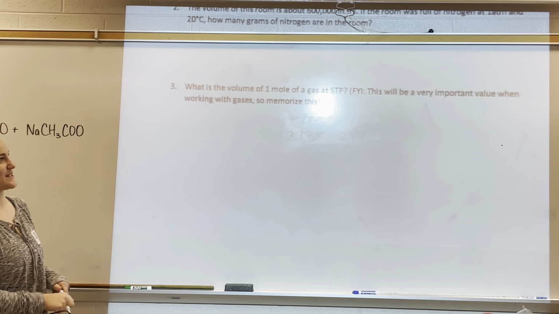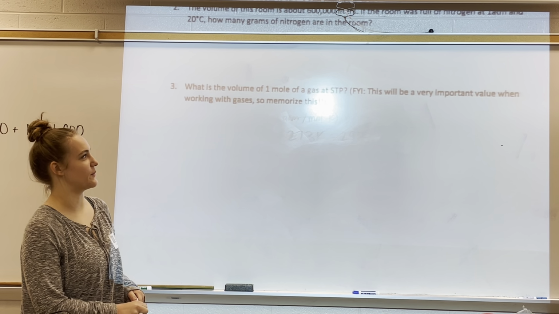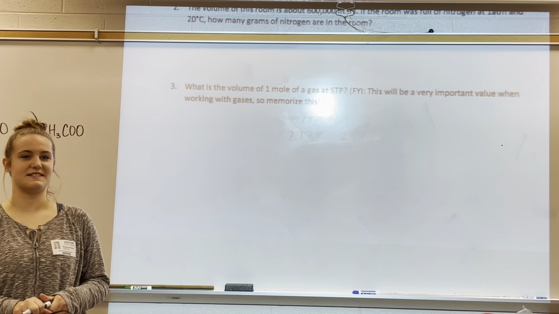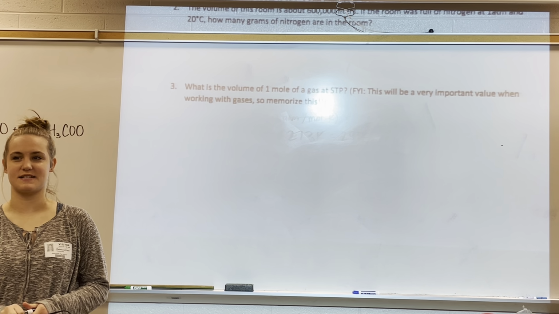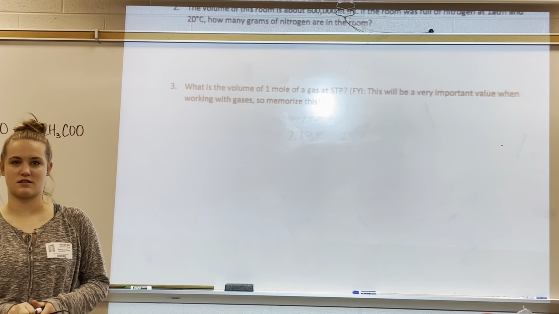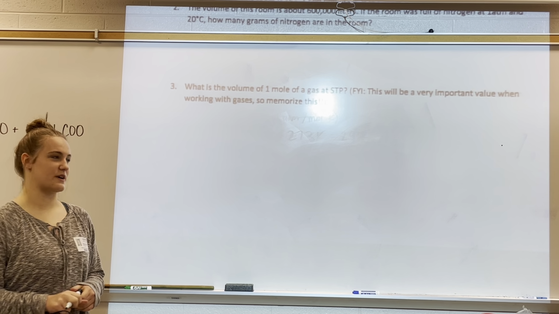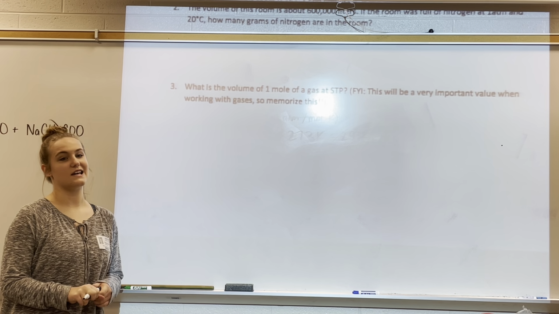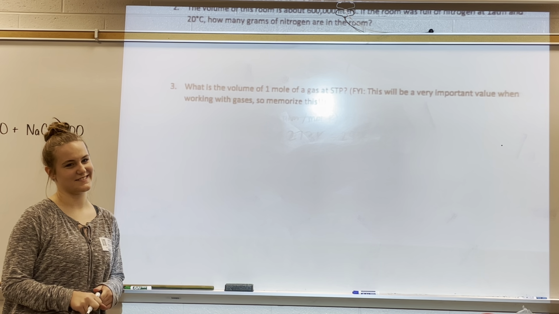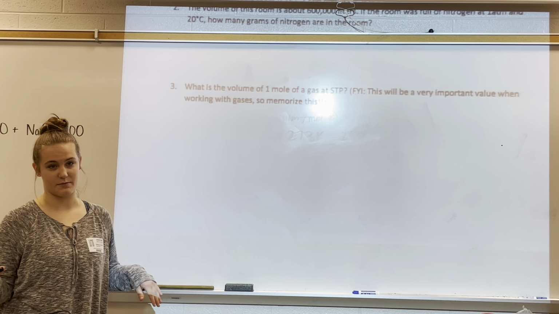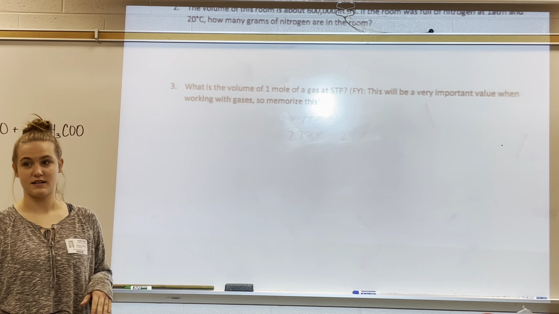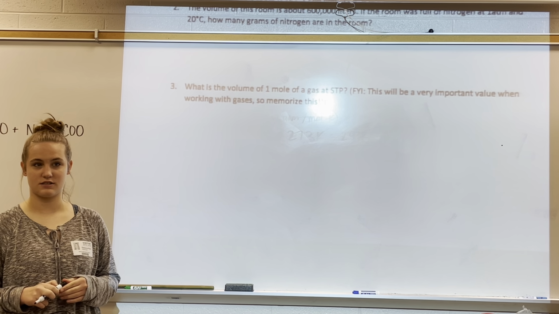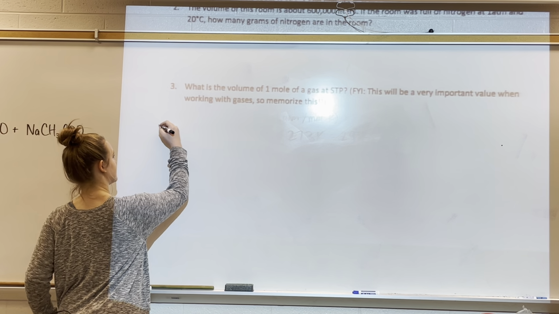All right, so we're going to do number three now. There was a lot of confusion about STP, so I know we talked to a lot of you guys. What does STP mean? Standard temperature and pressure. So what is my standard temperature? 273 Kelvin. In Celsius, zero. All right, so your standard temperature is always going to be 0 Celsius. And what's your standard pressure? One atmosphere.